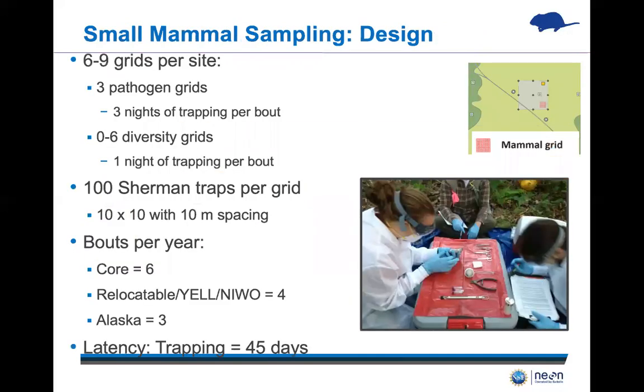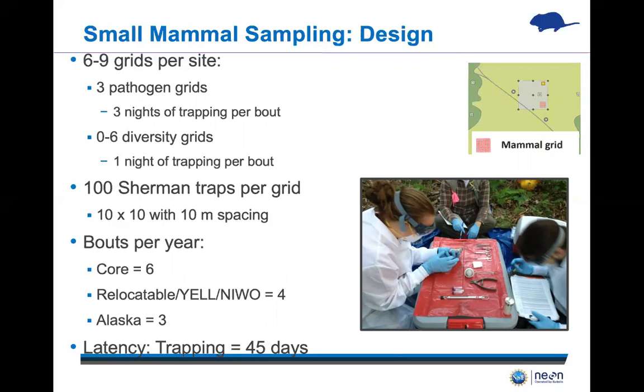So moving on to discuss the small mammal data products, we trap small mammals at 6 to 9 grids per site. 3 of these grids are designated as pathogen grids, so that means they get 3 nights of trapping each bout. And it also means that these are the grids from which we collect the samples that go on for pathogen testing. And then anywhere from 0 to 6 of the grids are diversity grids, and that means they only see 1 night of trapping per bout, but it gives us a better sense of the diversity of the small mammals at the sites.